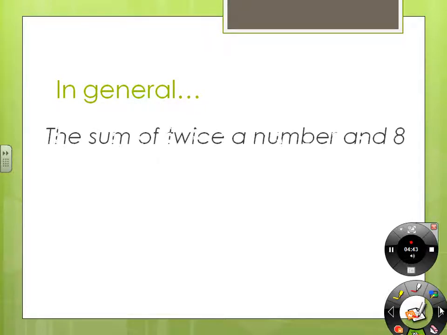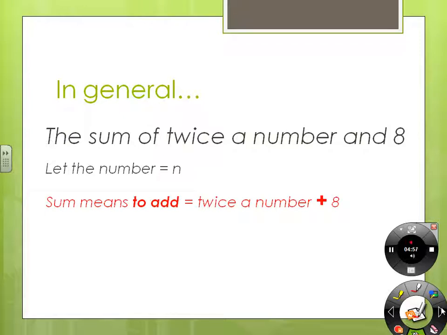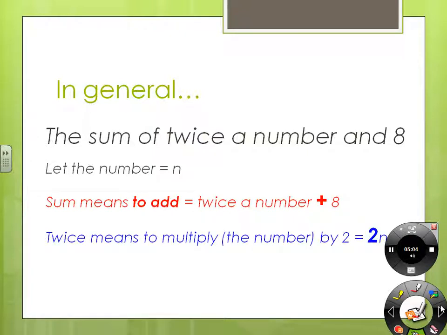So basically what's happening, we want to write the sum of twice a number and 8. We're going to call n for the number. Sum means to add, so you're trying to add twice a number plus 8. Twice means 2 times. So our final answer is going to be 2n, because that's twice the number, or 2 times the number, being added to 8, because it said the sum of twice a number and 8.